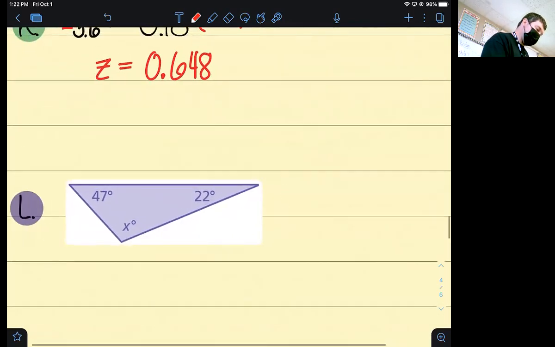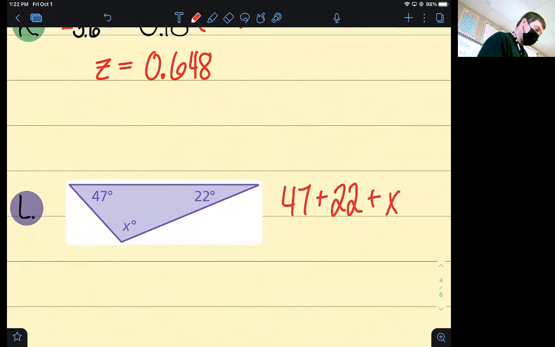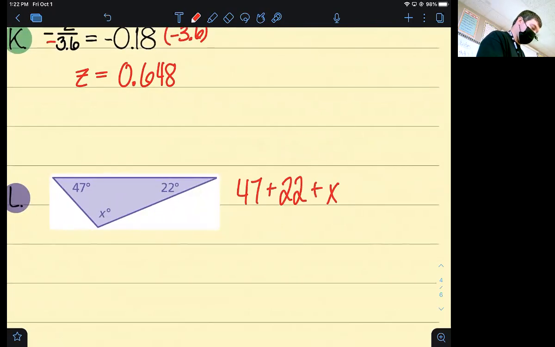Not 90. How many degrees are in a triangle? Not 90, 180. 180, that's right. So 47 plus 22 plus x. So adding all three angles in a triangle together will give you 180 degrees. You guys learned that last year. We'll talk about it later as well, when we do more with triangles. We do quite a bit with triangles this year.